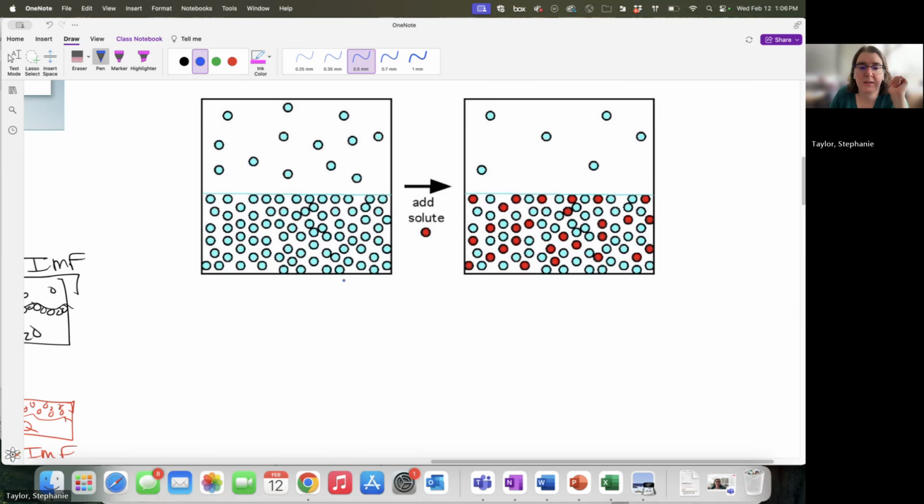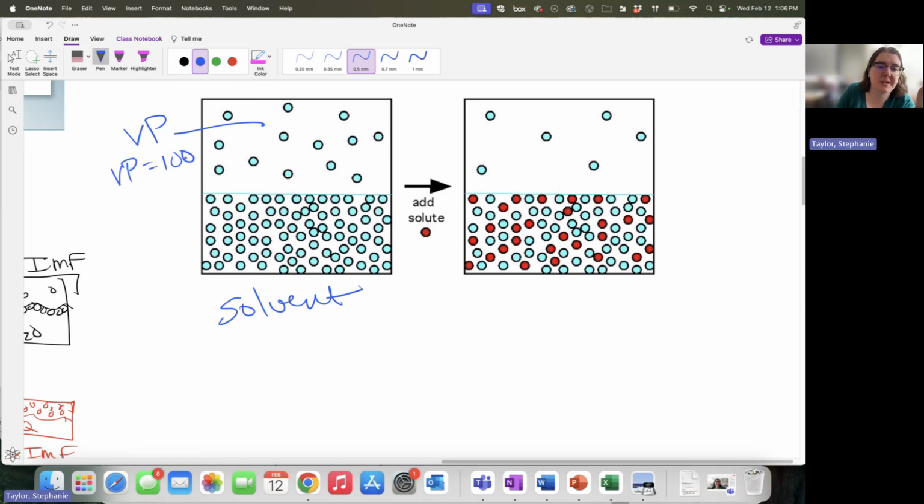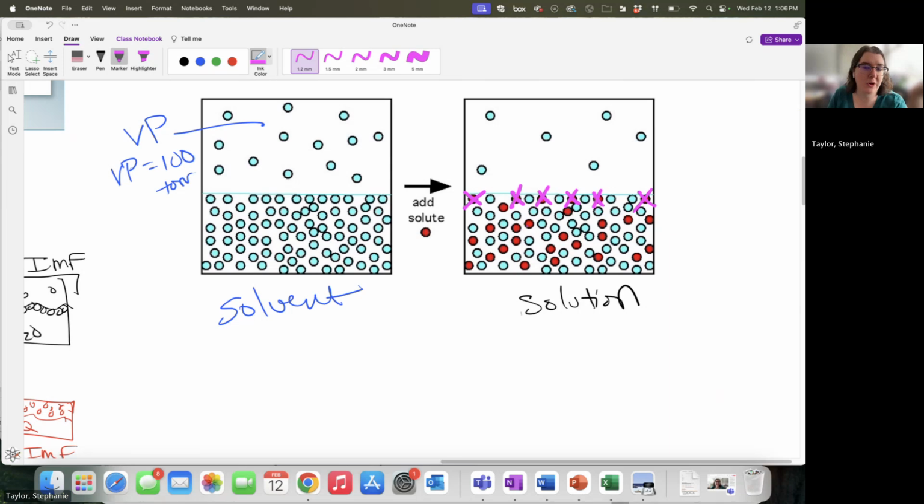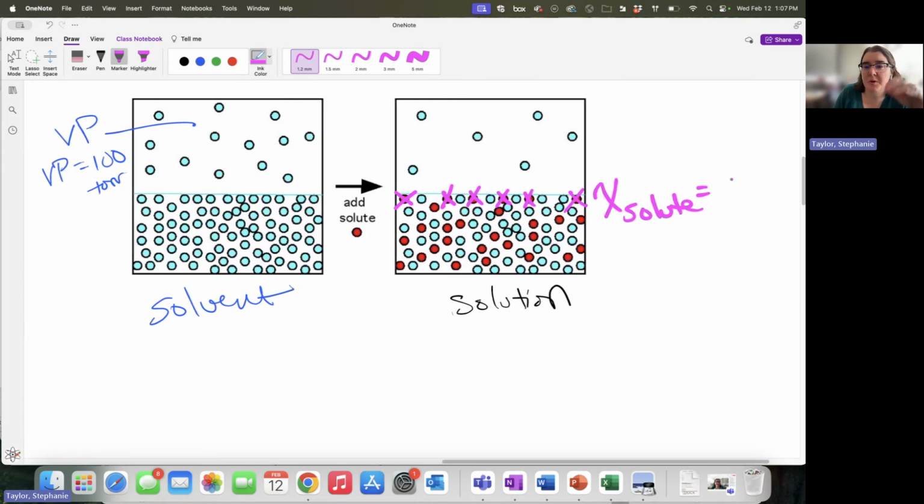So here's the deal. Here is my solvent. It has a vapor pressure. We're going to say that this has a vapor pressure of 100, just because it's a nice even number. 100 torr. Why not? This is a solution. What has happened in the solution is there are physical solutes that are now blocking access to the surface. So if we're going to just take a little guess at this, we're just going to go ahead and say that the mole fraction of the solute is 0.5.